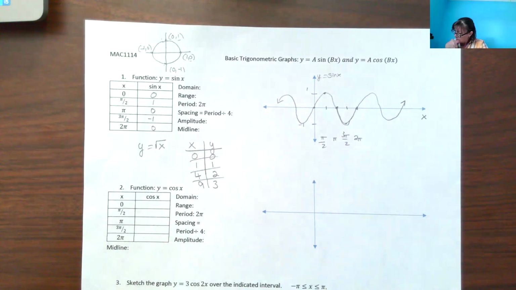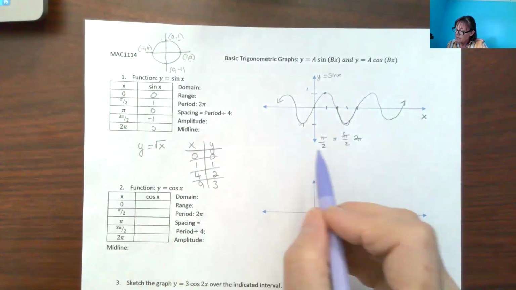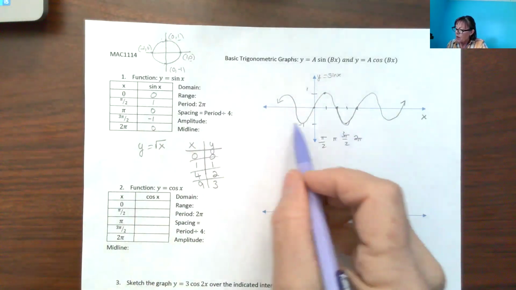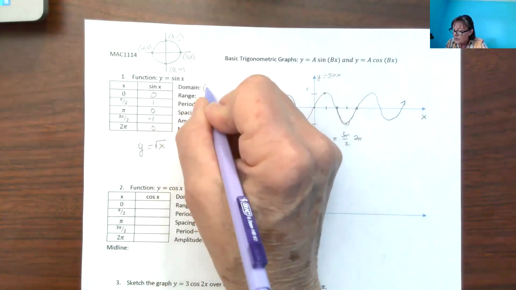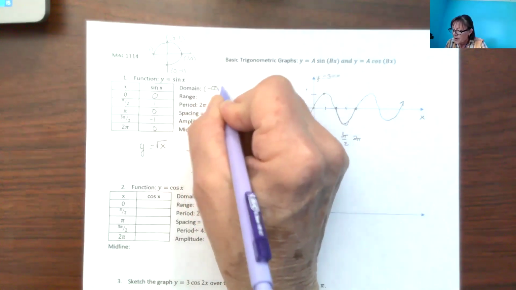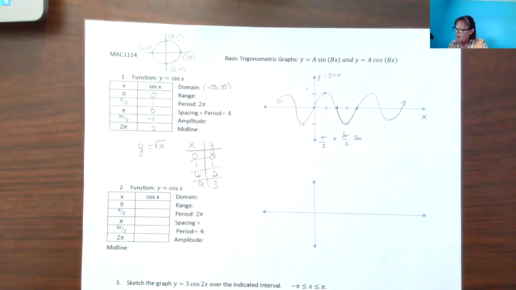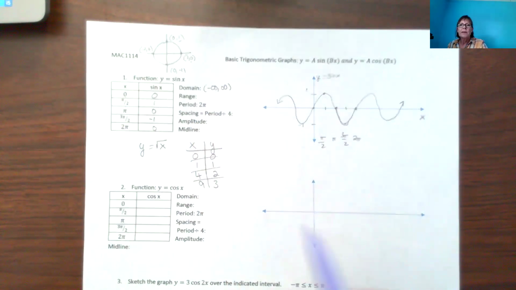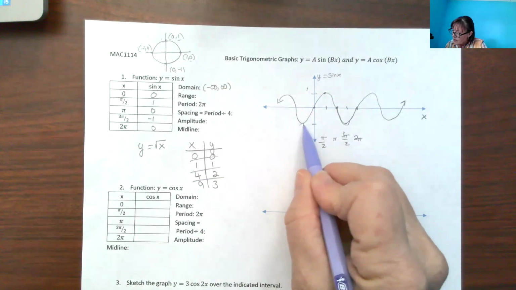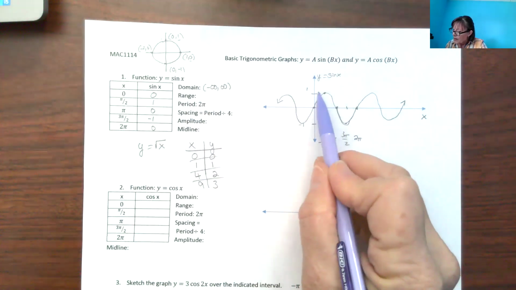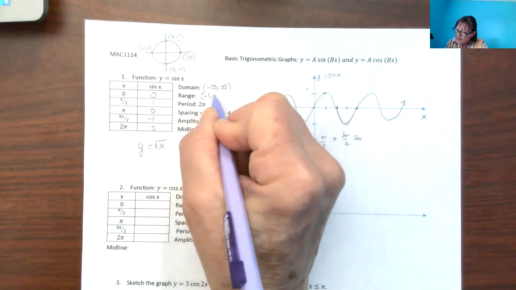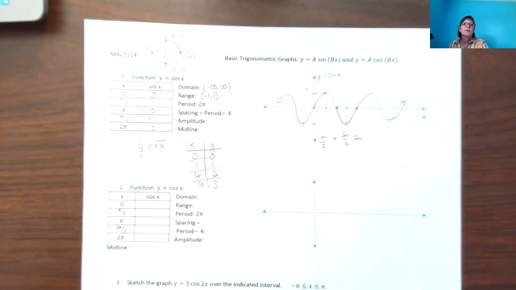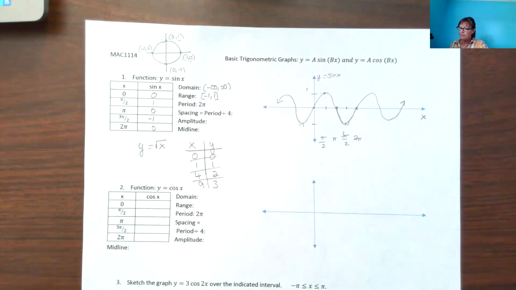We want to take note of a few things. What is the domain, the x values? Well, you can put any value you want in here. So the domain is all real numbers, negative infinity to positive infinity. And the y values are limited between -1 as a low and 1 as a high. So the range is limited between -1 and 1. I put those in brackets because it's defined there.